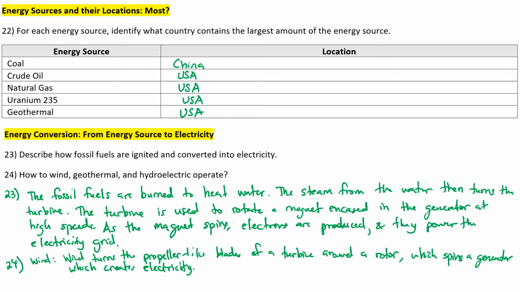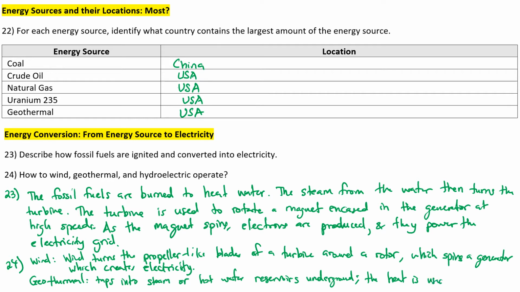I'm going to write geothermal here. So geothermal taps into steam or hot water reservoirs underground. The heat is used to drive the generator.